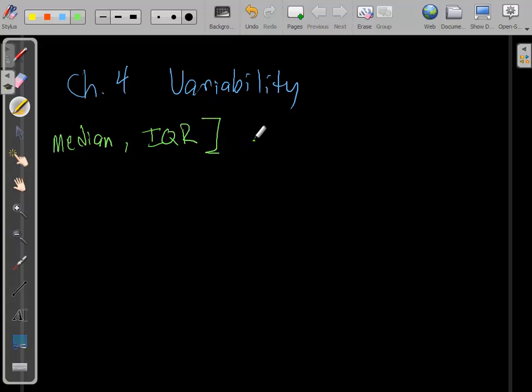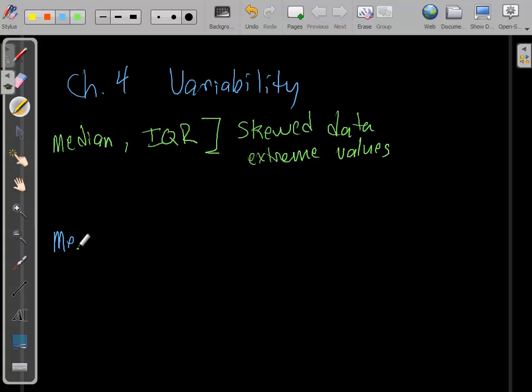And these are very useful tools for measuring center and spread if the data is skewed or if there are extreme values. Okay. A lot of times though in this course we're going to idealize things and look at data sets that are very symmetric and don't have any extreme values. In that case, we're going to be looking at the mean as our measure of center and what we're going to call the variance as our measure of spread.